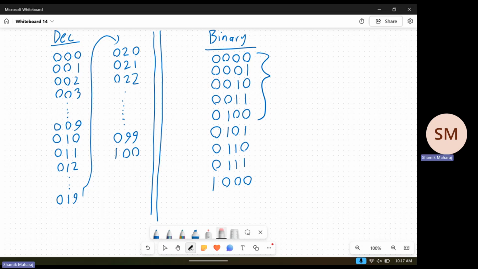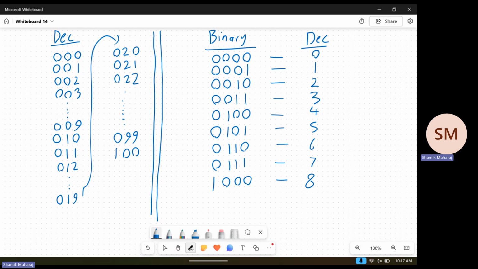Okay, and now counting like this has an advantage because everything we did has a corresponding number in decimal, because we went in order, right? So the first one here in decimal is going to be 0. The second one is 1 in decimal, that's 2 in decimal, that's 3 in decimal, and so on. 5, 6, 7, 8, and so on.